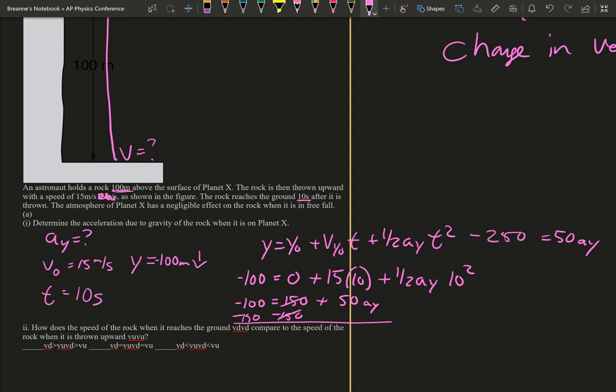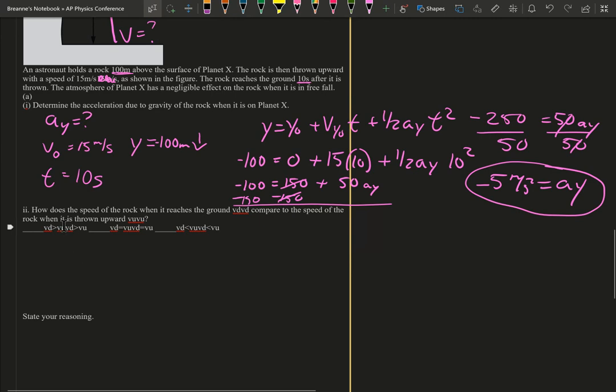So we get 8,250, and then we divide by 50. Gotta watch out for your negatives. So you get a negative 5 meters per second squared. So negatives will get you. Oh, there's doubles. I forgot to take away the doubles.